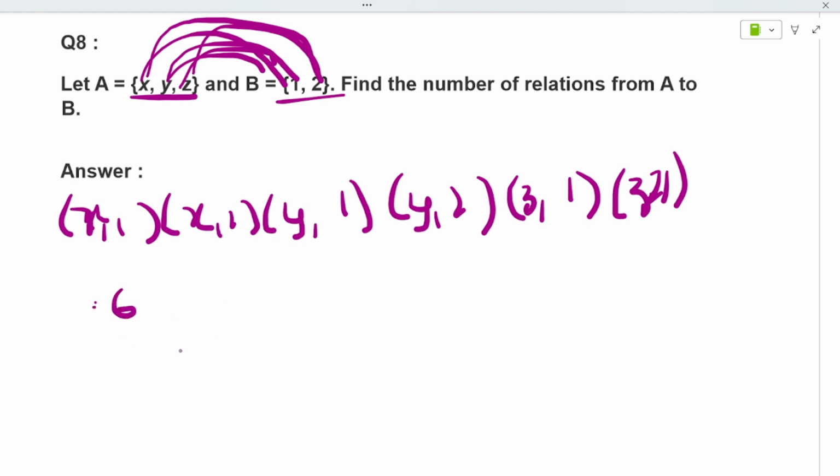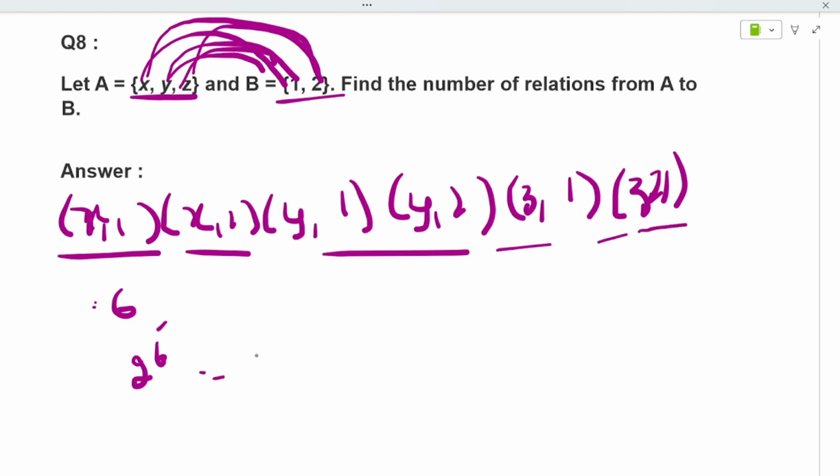If you have to find the number of relations, you will do 2 power 6. That is the number of subsets. These are the subsets you got here, right? So if you find 2 power 6, you have to do nothing but 2 into 2 into 2, that is 2 multiplied 6 times. You will get 64. The answer will be equal to 64.